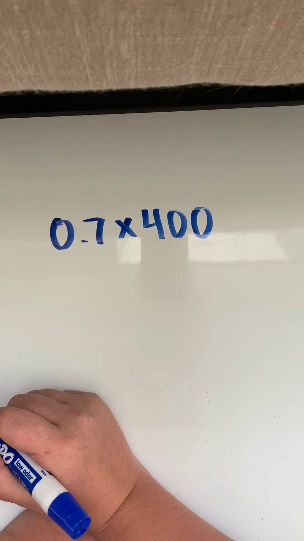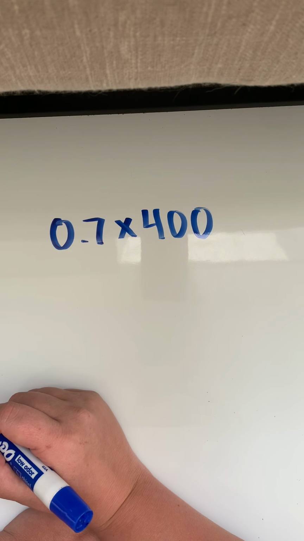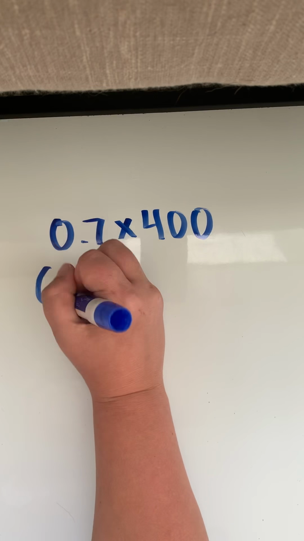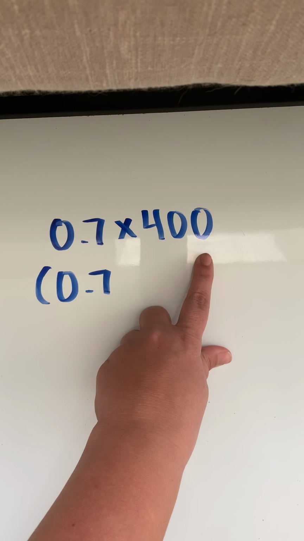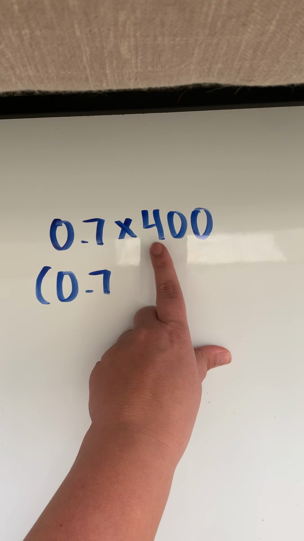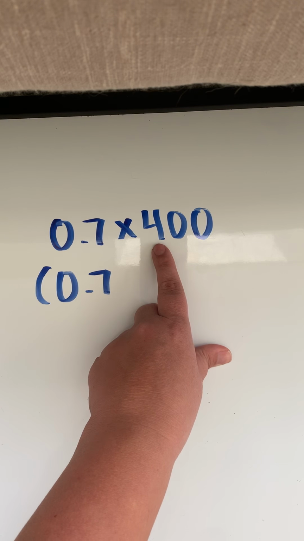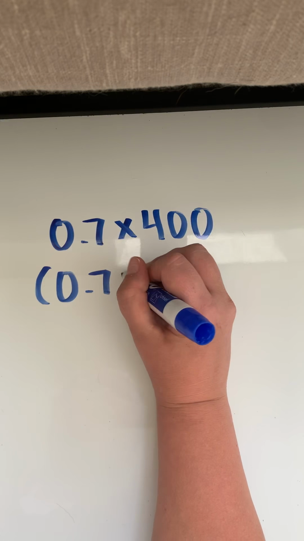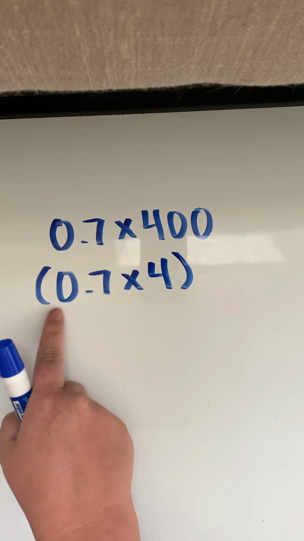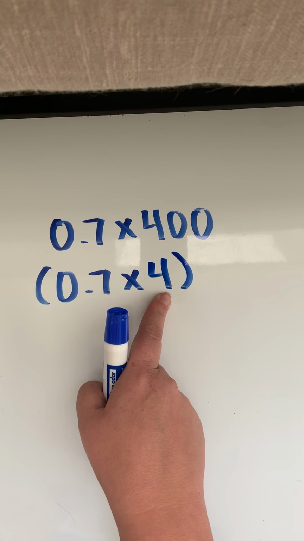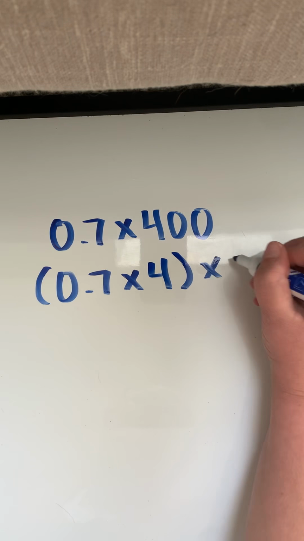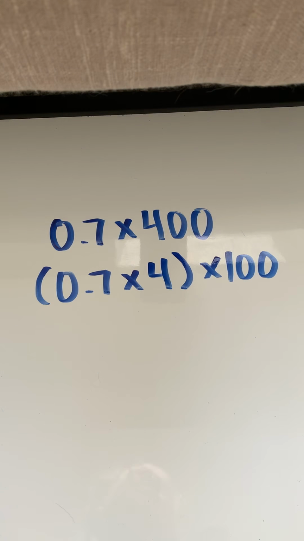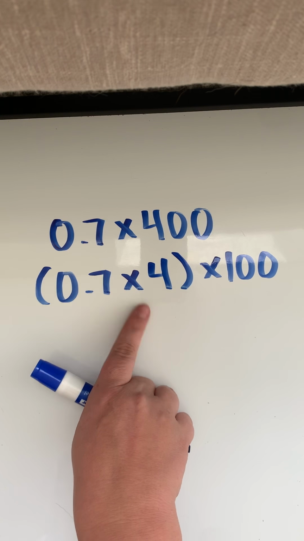So what I'm going to do is I'm going to go ahead and break this down a little bit for us. So I'm going to take my 0.7, and I see that we're working with the hundreds here. So I'm going to look at what number I have in my hundreds place. What number do I have? Good job. I have a 4. So I'm going to multiply 0.7 times 4. And then I can't forget about my hundreds because my 4 was in the hundreds place. So I'm going to multiply all of that by 100.